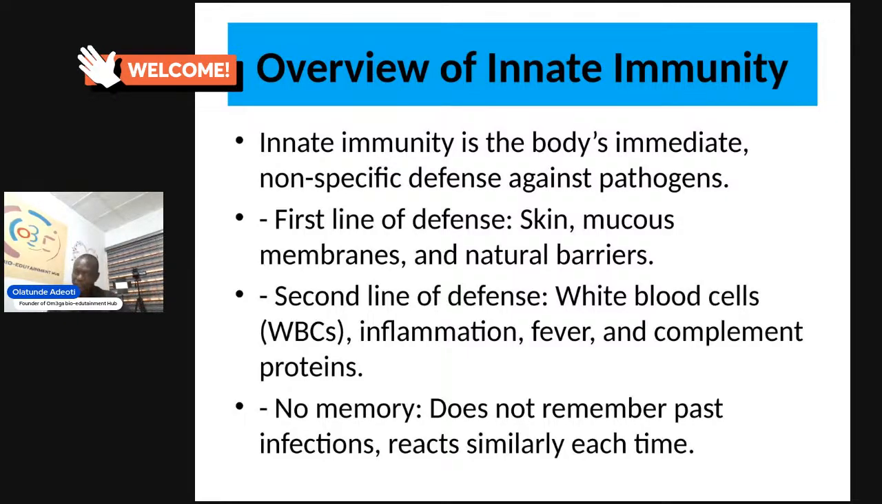So, the overview of the innate immune system is the body's immediate non-specific defense against pathogens, and this includes our skin, the mucous membrane, and some natural barriers. So it is the first line of defense, just like I said. Then apart from that, the second line of defense of the innate immune system includes the white blood cells, which might be in the form of inflammation.